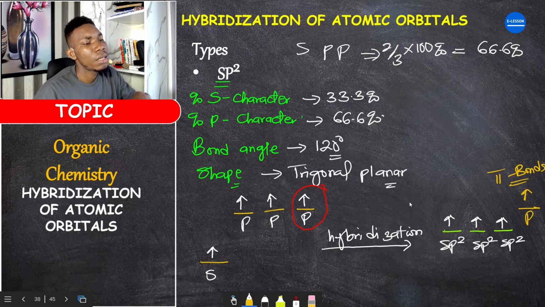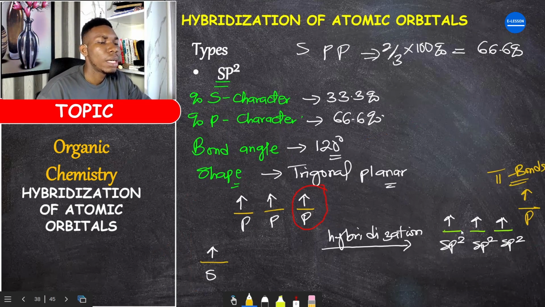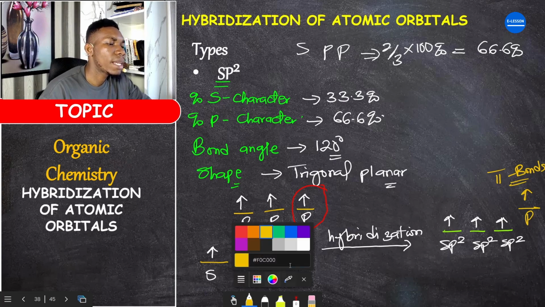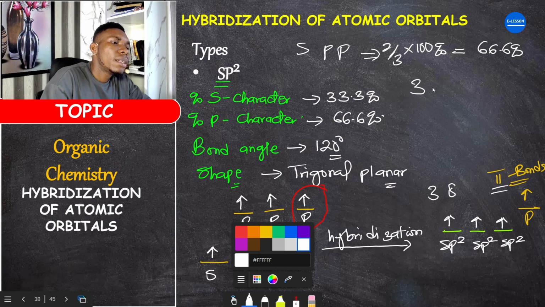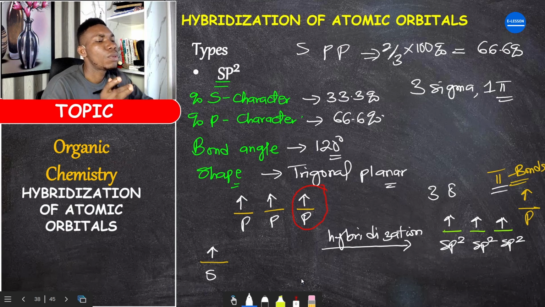So in this, for sp2, you see, we said for sp3 we form 4 sigma bonds. For sp2, all these ones that are hybridized, they will form sigma bonds. So for sp2, my dear student, you are going to form 3 sigma bonds and what? 1 pi bond. So wherever you see 3 sigma and then 1 pi bond, know that you are talking about sp2 hybridization. Is that okay? The bond angle is what?